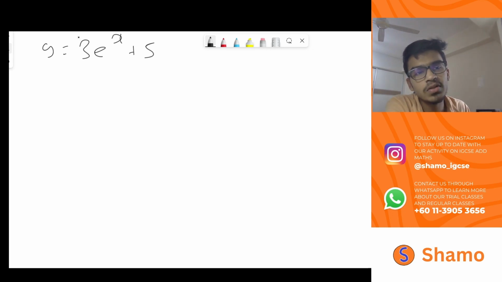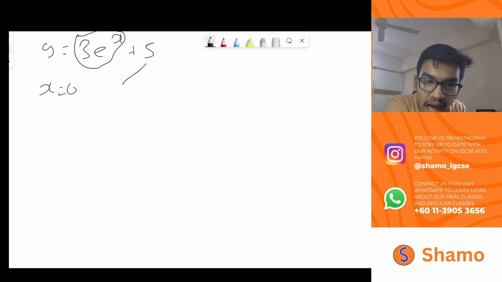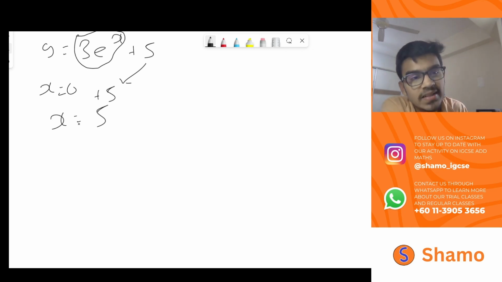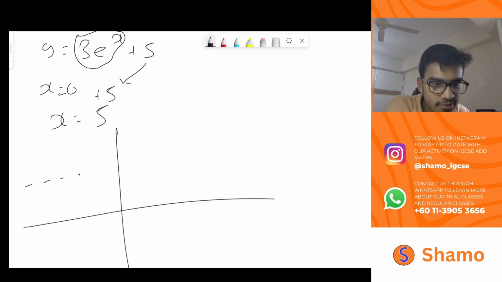We know that 3e power x, also like e power x, no matter what we do, will never be negative. It will be a very small positive value like 0.00001. So it will never be negative. Now that asymptote was at 0. Now you're adding 5 to it. So it becomes 5, isn't it? So y equals 3e power x plus 5 will have an asymptote at y equals 5 now. So your graph is something like this, with 5 here.